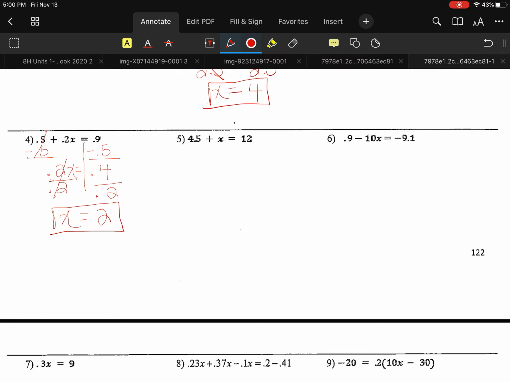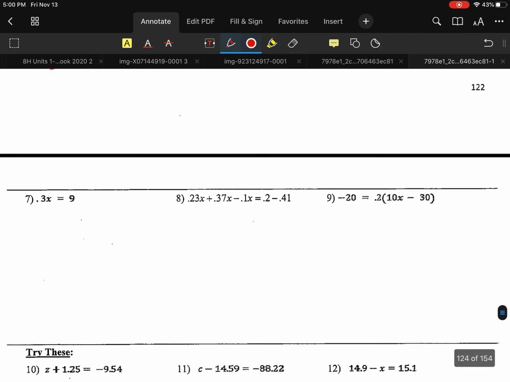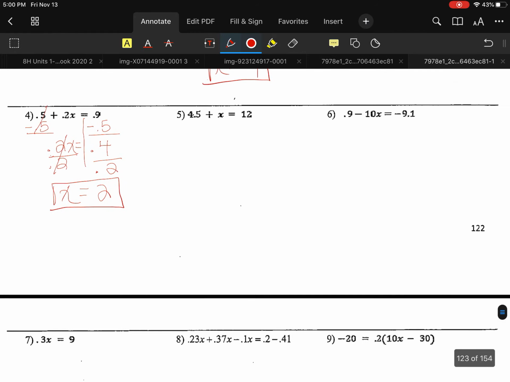And if you're feeling confident and you think you can do this on your own, pause the video and keep going. So do 5, 6, 7, 8, and 9. And then hit play. And then check them and see if you did them correct. And then fix them if they're not correct.